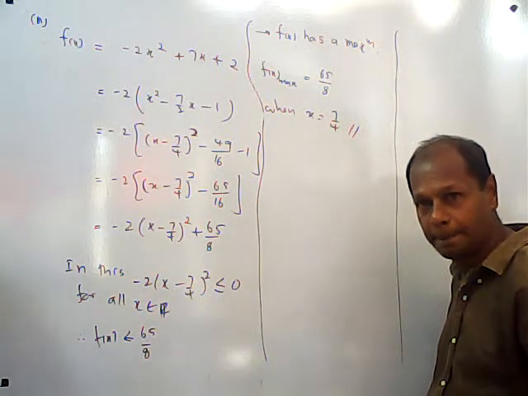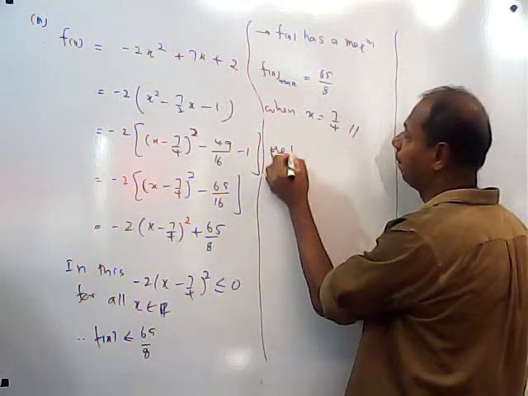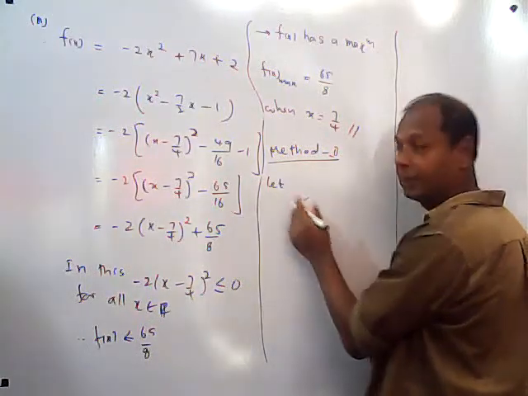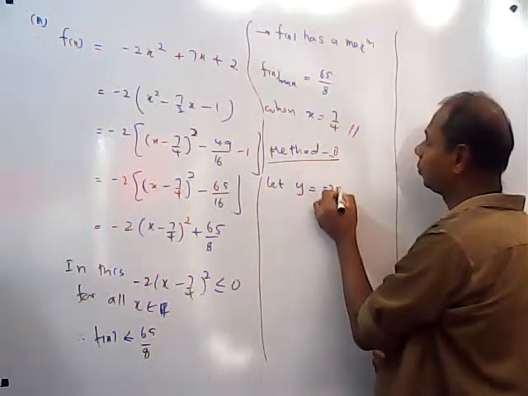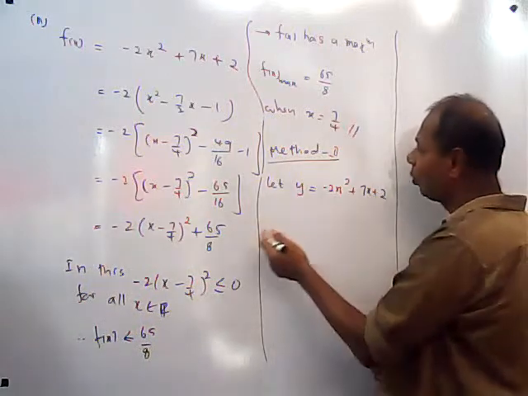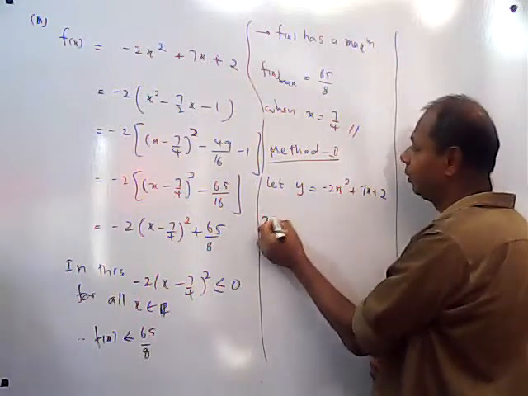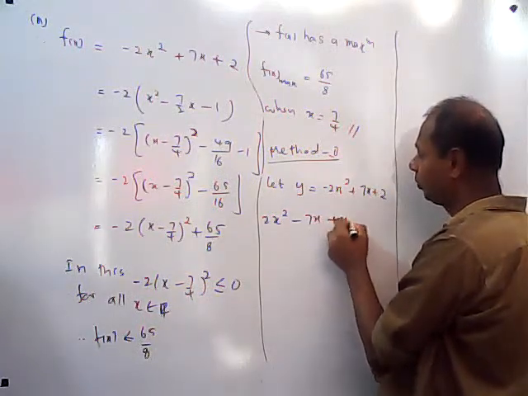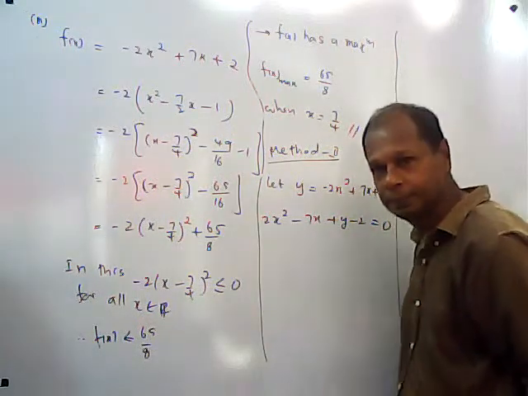No problem. Right. Then go to the second method. Method 2 by the delta method. So we start by letting y equal to minus 2x squared plus 7x plus 2. I take it to this side for convenience, right? 2x squared minus 7x minus 2 plus y, so plus y minus 2 equals 0. This is the quadratic equation.